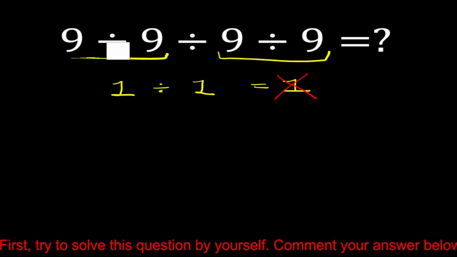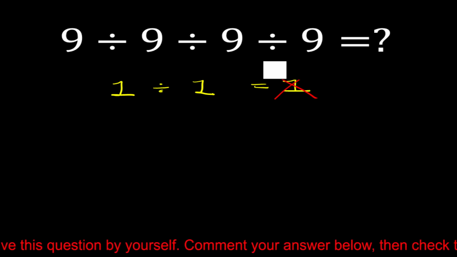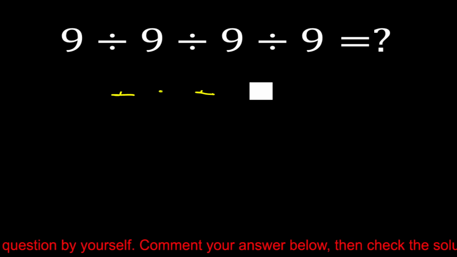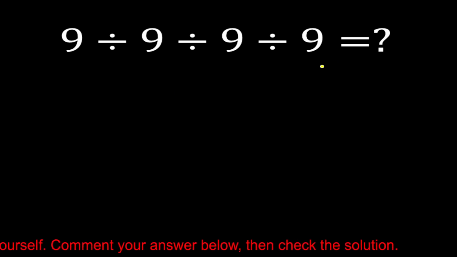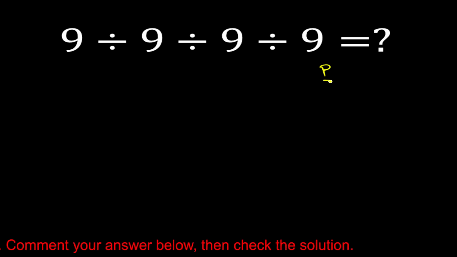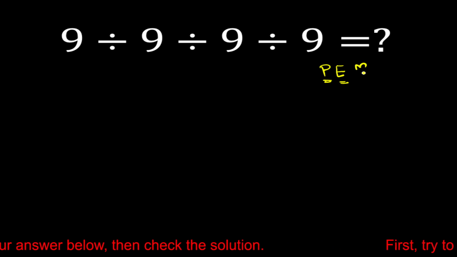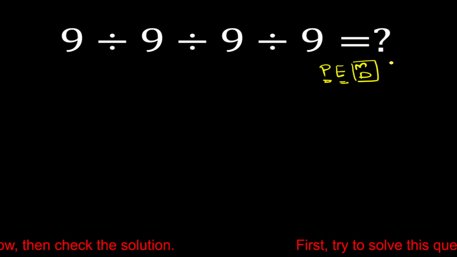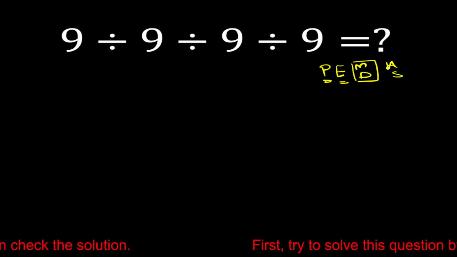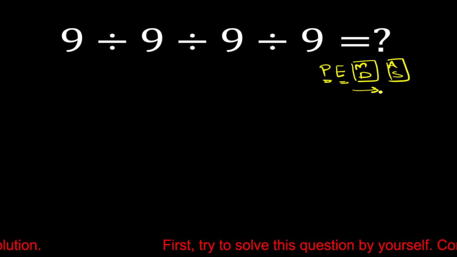Now let's solve this problem correctly by using the PEMDAS rule. PEMDAS means first priority is parenthesis, then exponent, then multiplication and division, both have the same priority, and then addition and subtraction, both have the same priority. Therefore, we have to solve it from left to right.